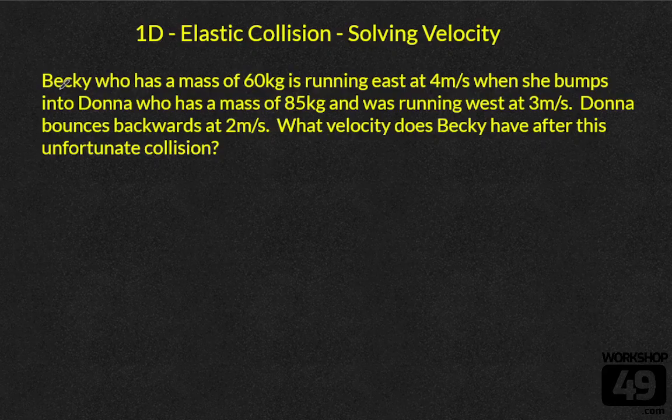We have Becky, who's our first little object here, and Becky has a mass of 60 kilograms and is running east at 4 meters per second when she bumps into Donna. Becky and Donna always bumping into each other. Donna has a mass of 85 kilograms and was running west at 3 meters per second. Now, after this collision, Donna bounces backwards, that's going to be important in a moment, at 2 meters per second.